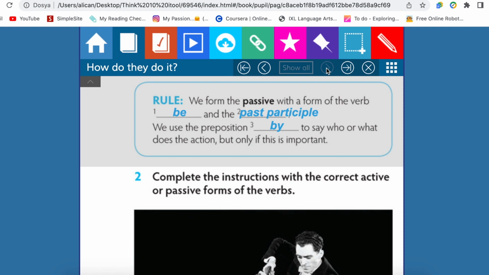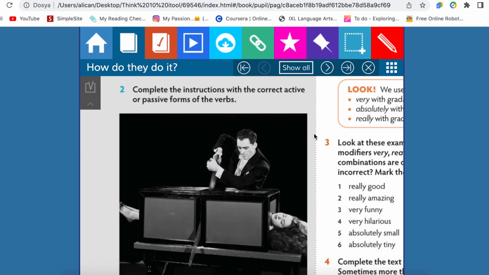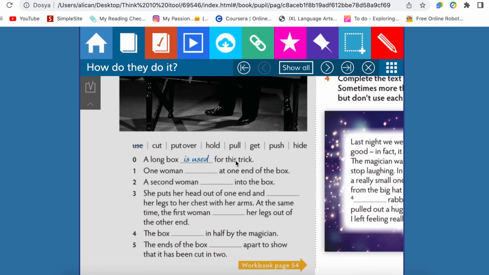Okay, let's complete the instructions with the correct active or passive forms of the verbs. It says a long box is used for the trick. One woman hides at one end. A second woman gets into the box. She puts her head out of one end and holds her legs.